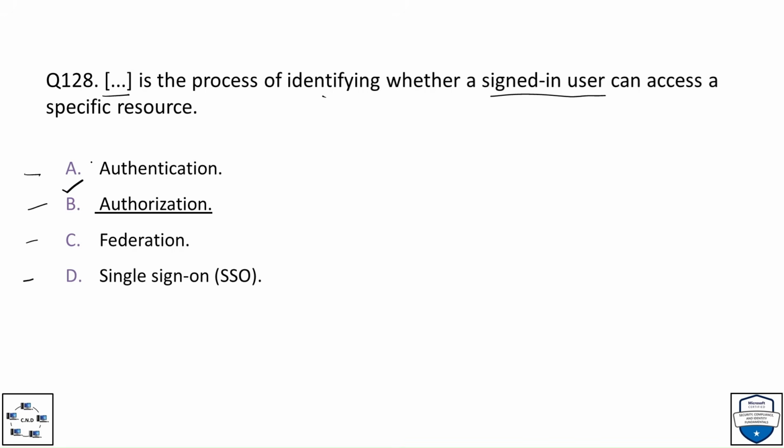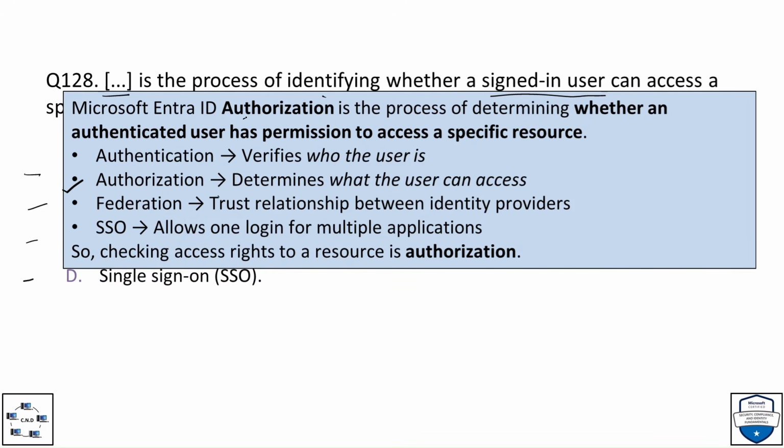option B, authorization. Option A, authentication, is the first step, during which the user is authenticated, and after authentication the user is then authorized to access a specific resource. In Microsoft Entra ID, authorization is the process of determining whether an authenticated user has permission to access a specific resource. So authentication is verifying who the user is. Authorization determines what the user can access. Federation is the trust relationship between identity providers. And SSO allows one login for multiple applications. So checking access rights to a resource is authorization.